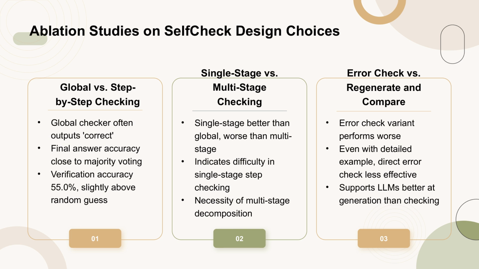Next, the study compares single-stage versus multi-stage step checking. Single-stage checking is better than global but still significantly worse than multi-stage, indicating the challenge of single-stage checking and the need for multi-stage decomposition. Finally, the study justifies the choice of regeneration and comparison over direct error checking. Even with a detailed example, direct error checking performs worse than the regenerate and compare approach, supporting the argument that LLMs are better at generation than error checking.